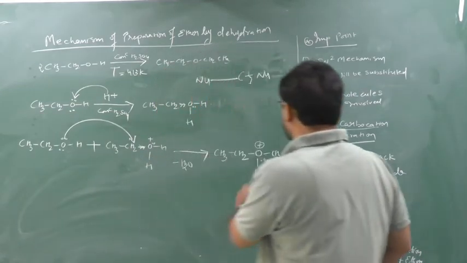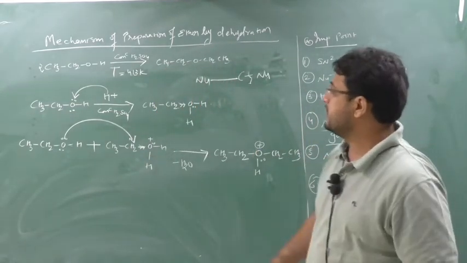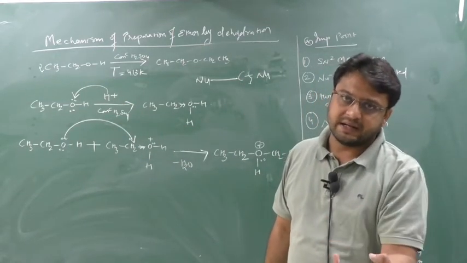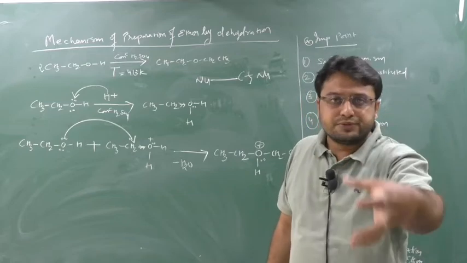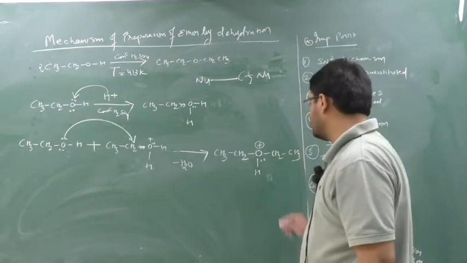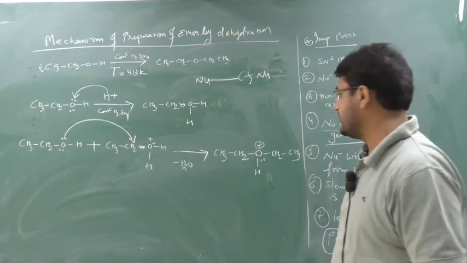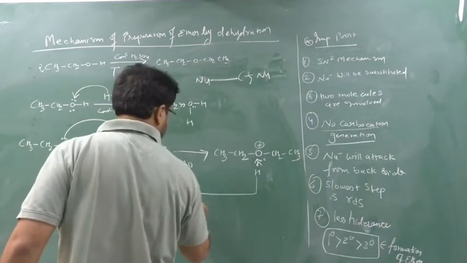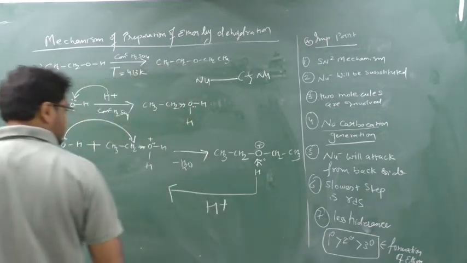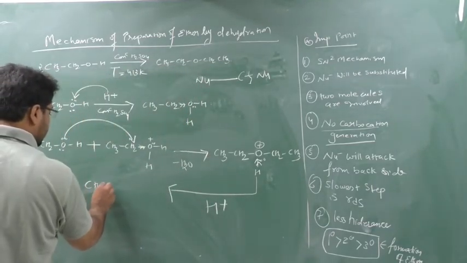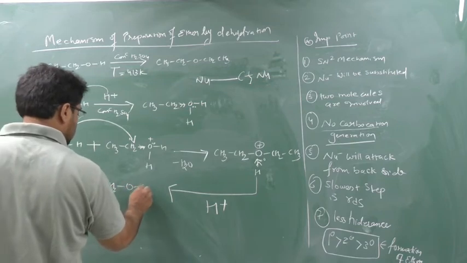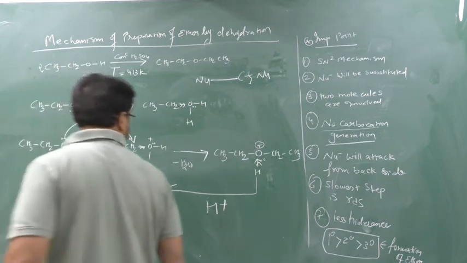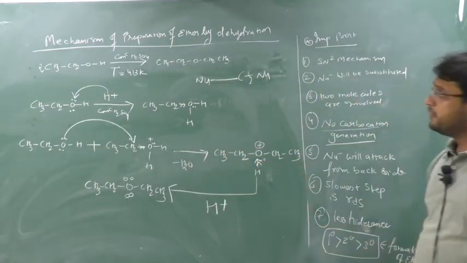Now what will happen? Here again oxygen is having the positive charge. Now see here, this H plus we have taken as a catalyst. What is meant by a catalyst? It helps to do the reaction but does not get involved in the reaction. So this oxygen wants to satisfy this positive charge, so it will attract the electron from this hydrogen. This hydrogen is removed as H plus. So what will happen here? CH3CH2OCH2CH3. So there is a generation of ether. In this way ether is generated. This is the mechanism of preparation of ether.